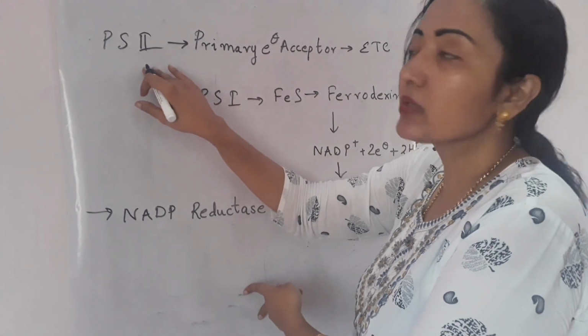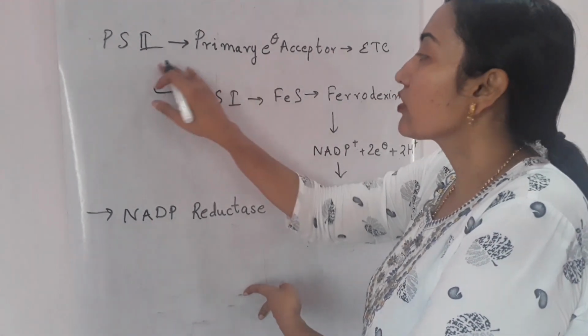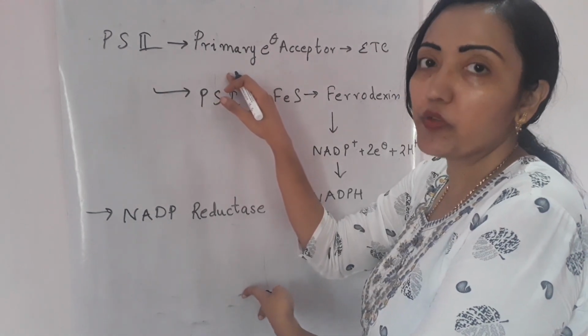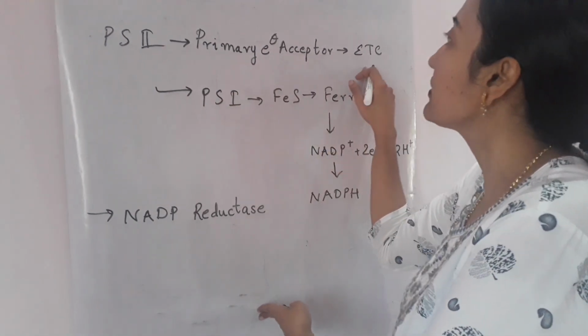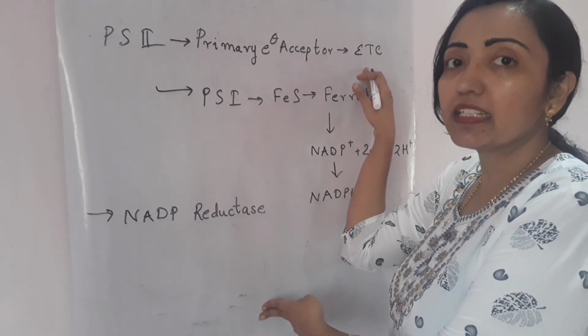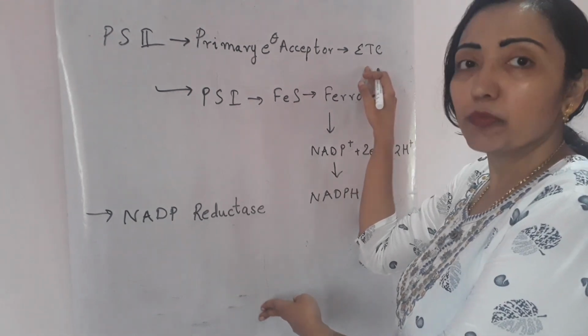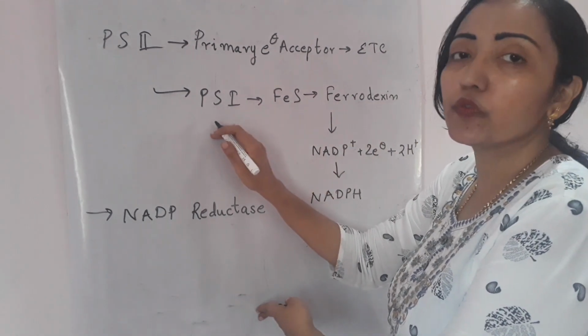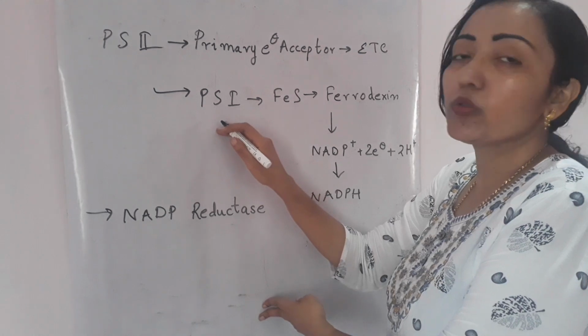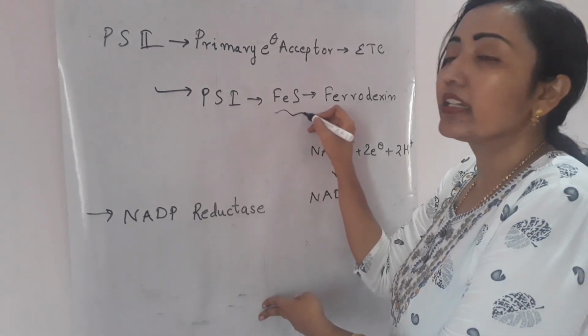When light falls, photosystem 2 and photosystem 1 both become active and excite an electron. The electron from photosystem 2 is accepted by the primary electron acceptor, pheophytin. From pheophytin, it goes to the electron transport chain, which has 3 electron carriers. From the electron transport chain, the electron moves to photosystem 1, and from photosystem 1 the electron is given to the primary electron acceptor, iron sulfide.